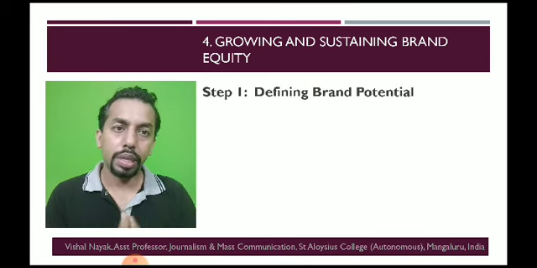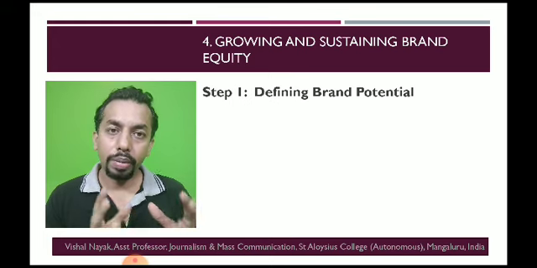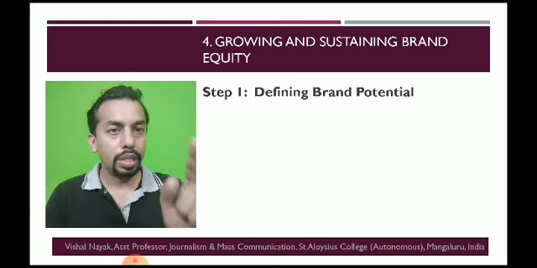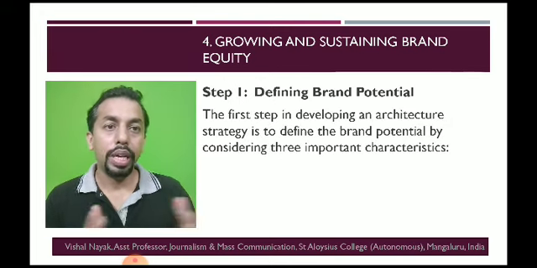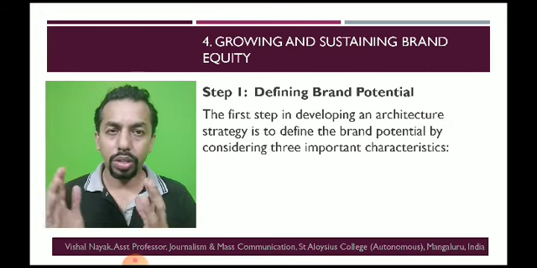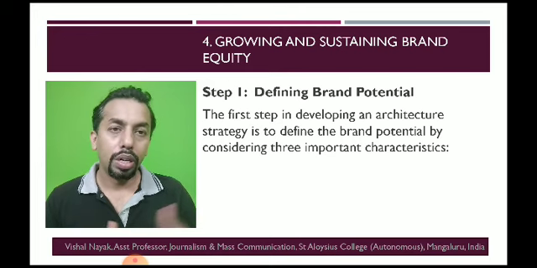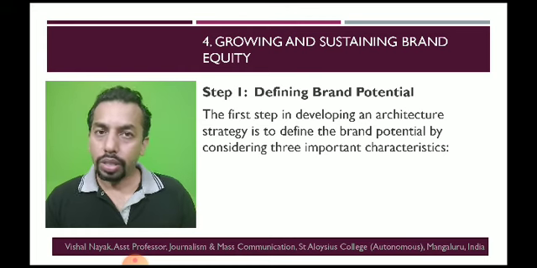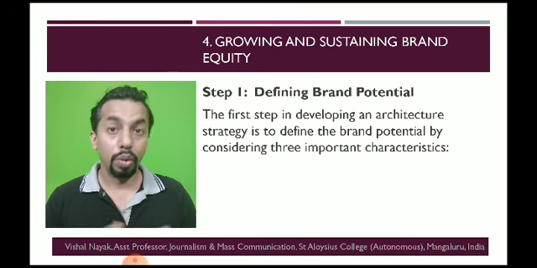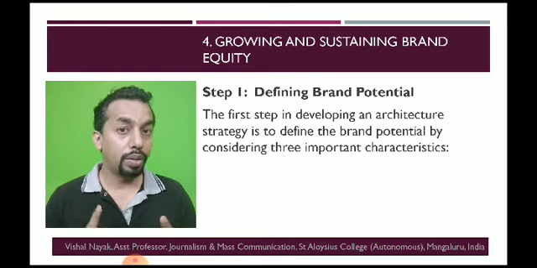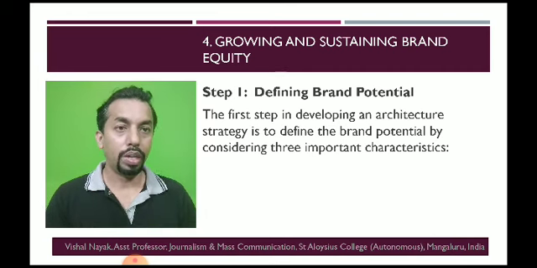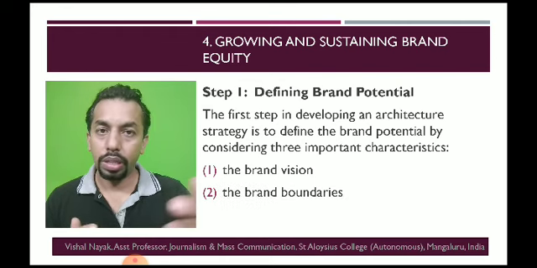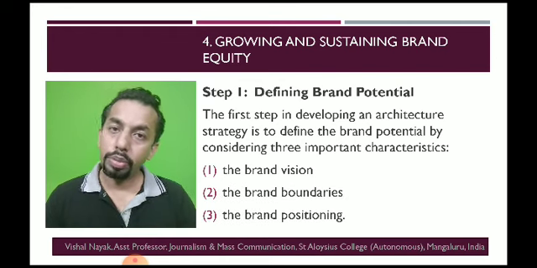So let's see the first step. Let's define the brand potential. What is the first step in growing and sustaining brand equity? First step is defining brand potential. It's to develop an architecture strategy. We're still talking about brand architecture here. Brand potential: the first step in developing an architecture strategy is to define the brand's potential. What is the brand capable of and what is the brand not capable of? By considering three important characteristics: the brand vision, the brand boundaries, and the brand positioning.